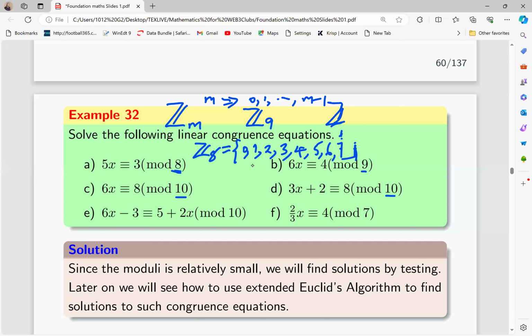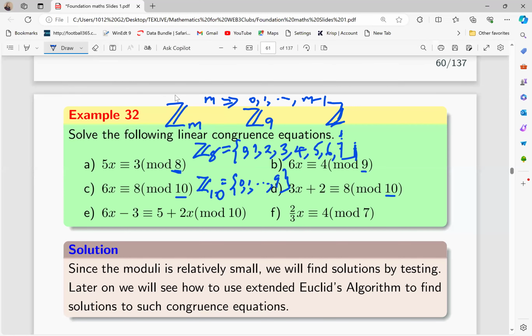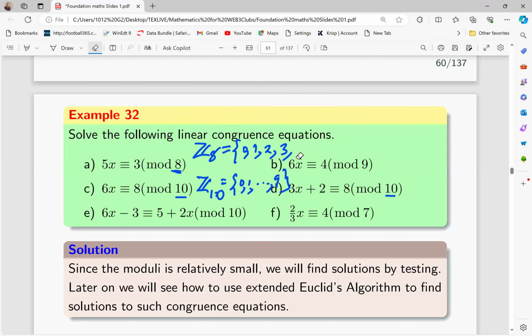The integers mod 10, we write it this way. And of course, these are the integers 0, 1, all the way up to 9. So you're just trying all of them. If the moduli is this small, you can try all of them. But if the moduli is larger, we have another way, which we call the extended Euclid's algorithm, and we shall see how it works. So I just want us to try one by testing the integers mod 8, and then the rest we shall do by the extended Euclid's algorithm.